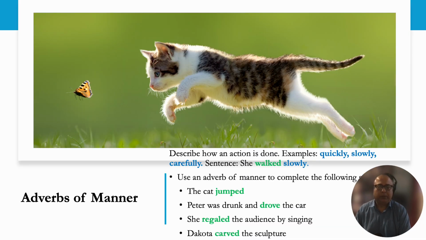Okay. So let's start with adverbs of manner. The adverbs of manner show how an action is done. Some examples of adverbs of manner are quickly, slowly, carefully, such as she walked slowly, right? So that's one example for your reference. The cat jumped. Can you use an adverb of manner to tell the reader how she jumped, the manner in which the cat jumped to maybe catch the butterfly? Okay, so do this exercise and we will move on.